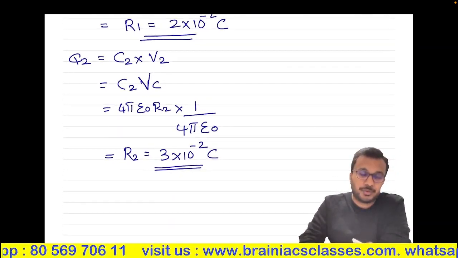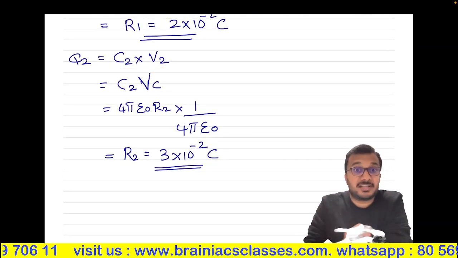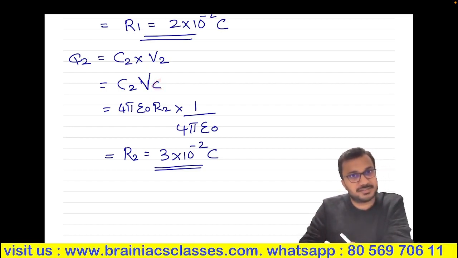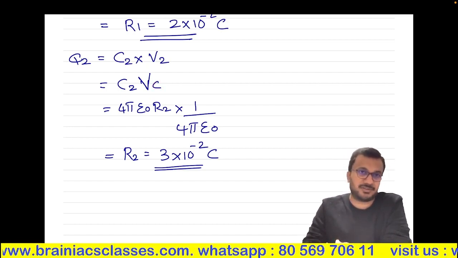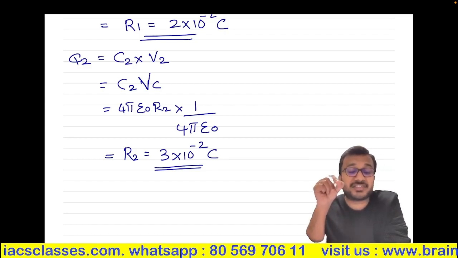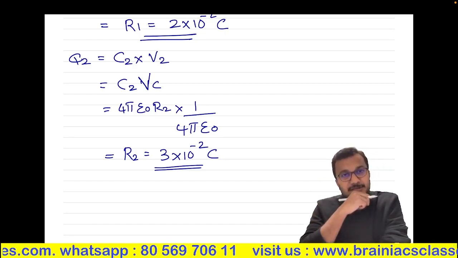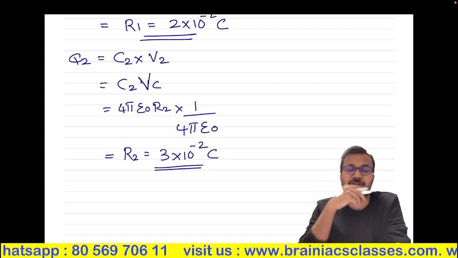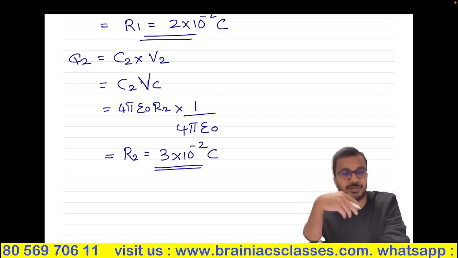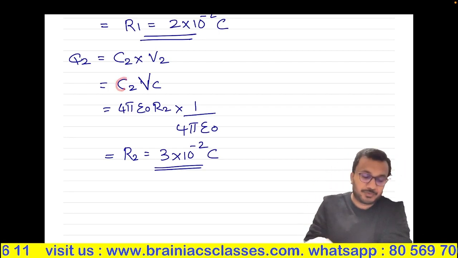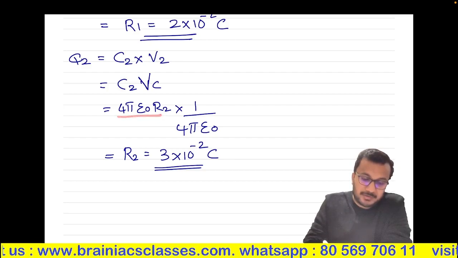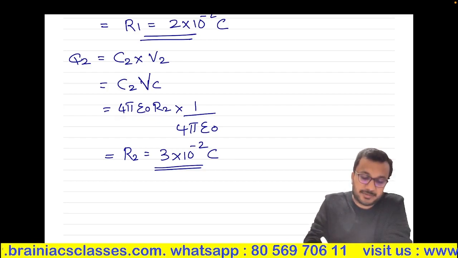What is Q2? Q2 is C2 into V2. What is V2? VC. Common potential, same voltage. Connected means common potential. So the aim is to first find out the common potential. Once you find the common potential, Q1 equals C1 V1, Q2 equals C2 V2. So you have C2, 4 pi epsilon 0 R2, multiplied by VC. VC is 1 by 4 pi epsilon 0.